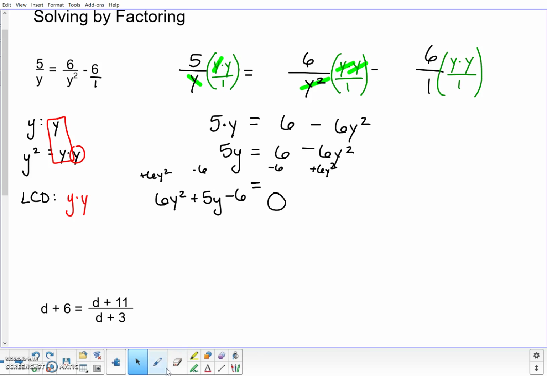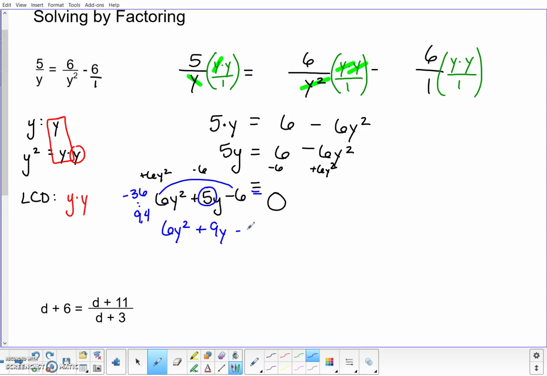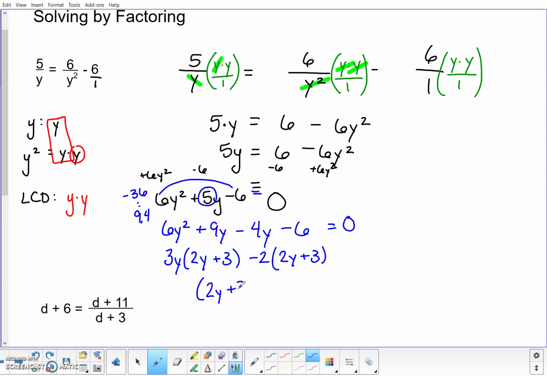Okay, oops, that means I need to do some factoring to solve. So 6 times negative 6 makes negative 36. Factors of 36 that add up to 5 would be 9 and 4. So I'm going to use 6y squared plus 9y minus 4y minus 6 as my factoring. Now I can take out a 3y from each of the first 2 terms. And I can take out a negative 2 from each of the next terms, because a negative divided by a negative turns positive. And I get one factor group 2y plus 3, and another group 3y minus 2.